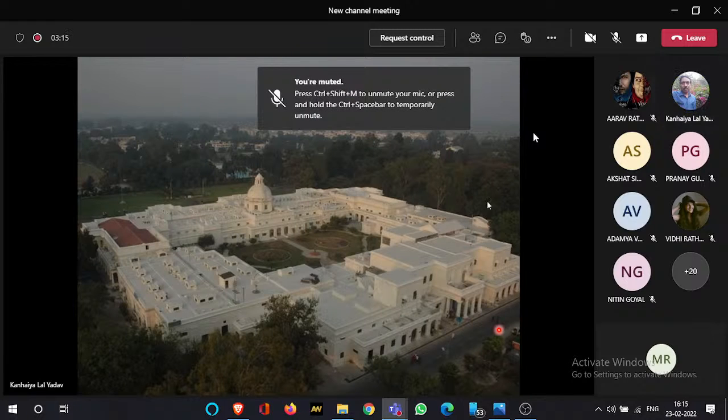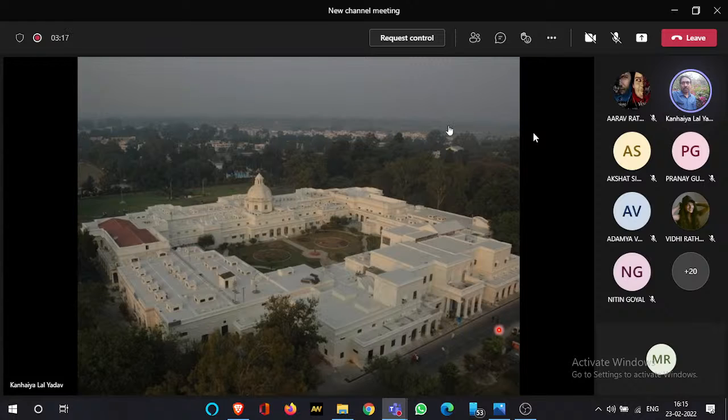Let me see. Okay, then we can start now. So you are able to see the screen, no? What you are seeing here is the campus of IIT Roorkee, which we are not able to visit right now. This is the aerial view. I think you might have received some email from the DSW about coming to the campus.